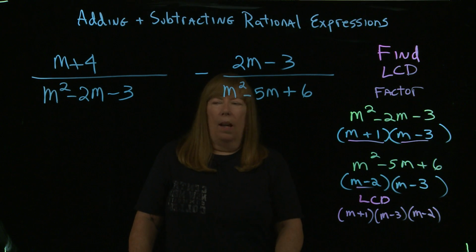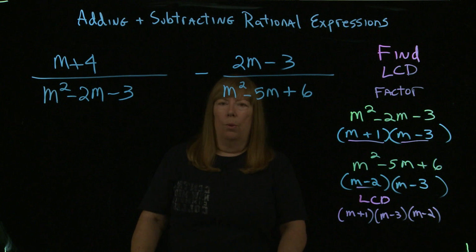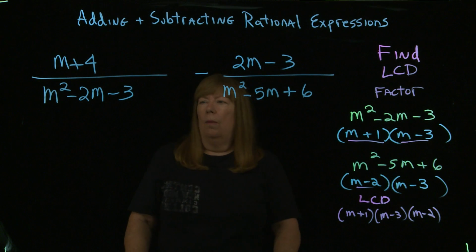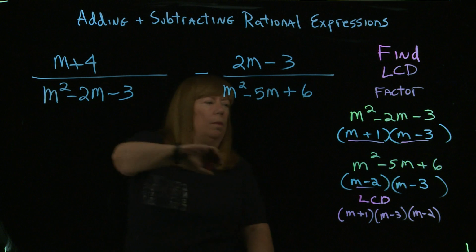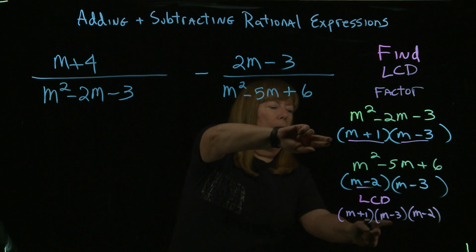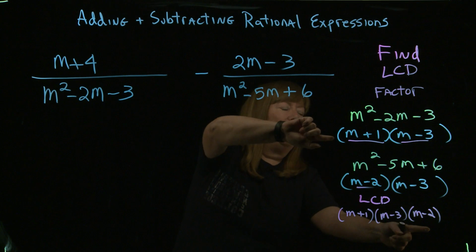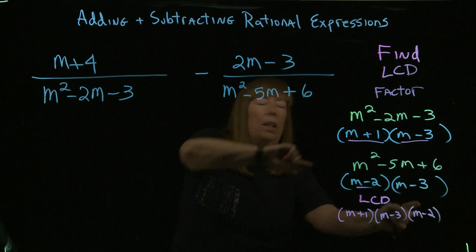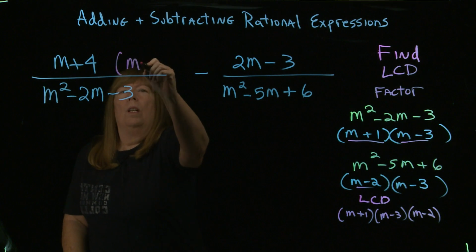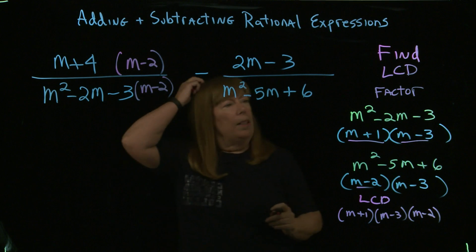Okay. Now that we have our LCD, we've got to look at what we have here, and we have to figure out, looking at this one, m plus 4 over this one. If this is my LCD, what is in this line that is not in that line? Well, it's this part. It's the m minus 2. So I'm going to have to multiply this side by m minus 2.